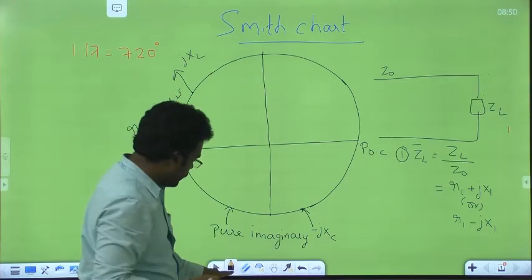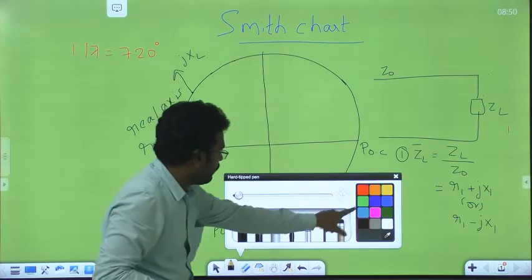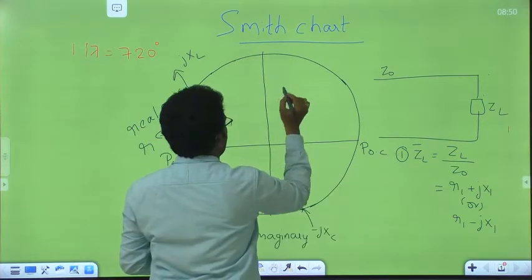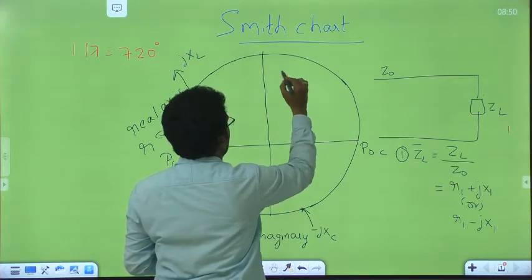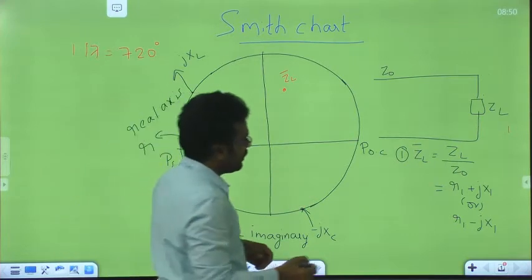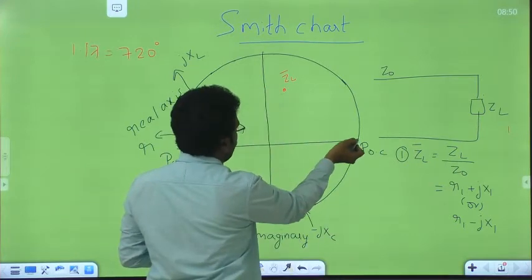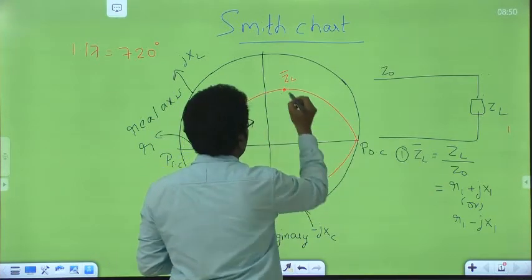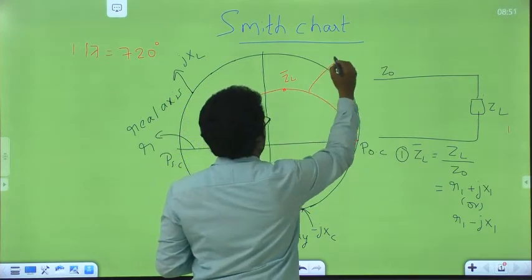Now, what is the step you have to follow? First step is you have to plot the normalized load impedance. So this is called ZL bar. I am assuming that point is here. So what is this circle? This is an R1 circle.